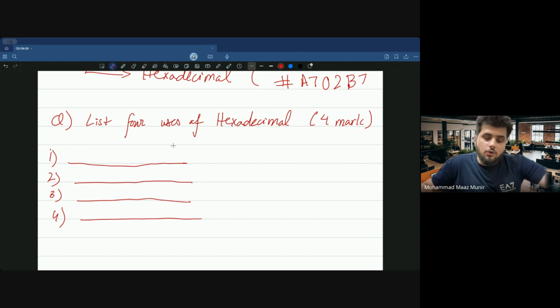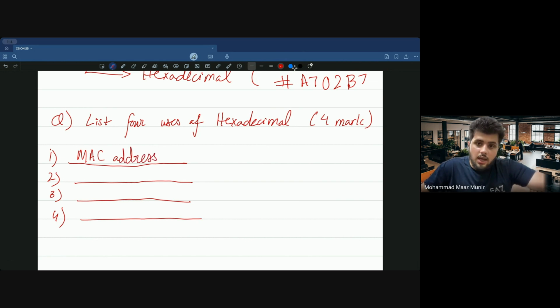See, now tell me, what could be the first use of a hexadecimal number? We could go with something like a MAC address. Easy peasy, lemon squeezy. I get 1 mark up here. Then second, I could go with IP address. I get the second mark too.